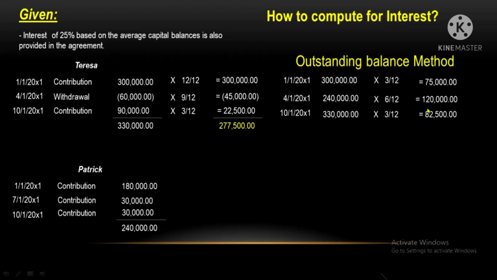So now, if you get the sum of all these three, then you will have the same answer as this solution. But here, you use the outstanding balance method. So for me personally, I don't use this method. I use this one because for me, it's much easier. Now, when we compute the average capital of Patrick, we will use the first method. But if you want to try the second method on Patrick's, it's up to you.